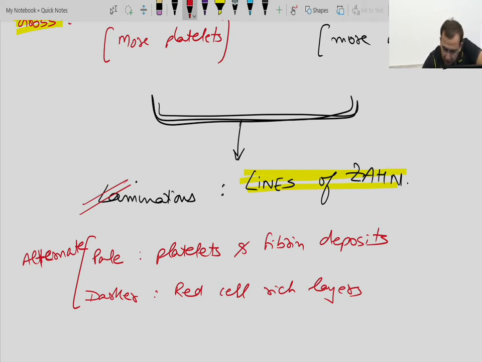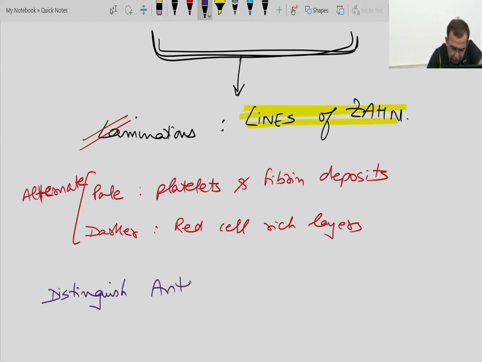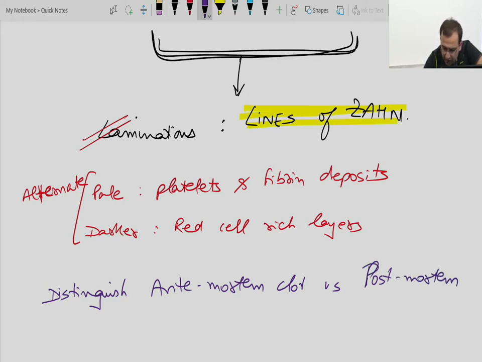Next point, these lines of Zahn distinguish an antemortem clot from a postmortem clot.